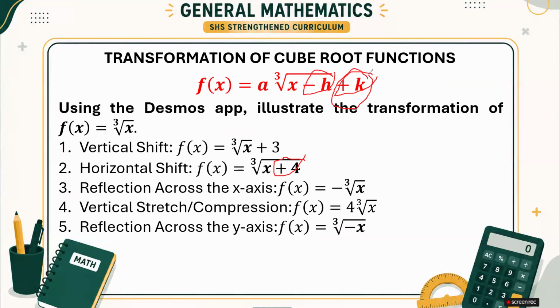Sorry, correction. It's a positive k, it will move upward. And when it's a negative k, it will move downward. So I already got confused for that. So I stand corrected for the k value. It's a movement upward or downward.